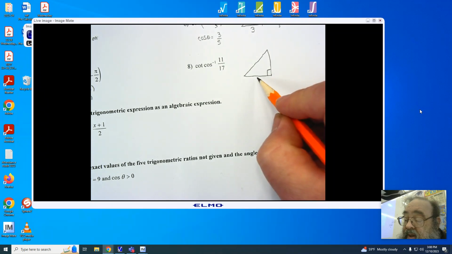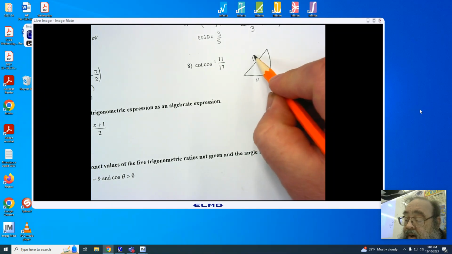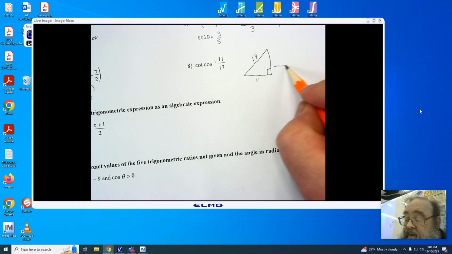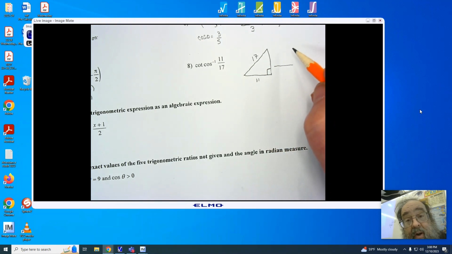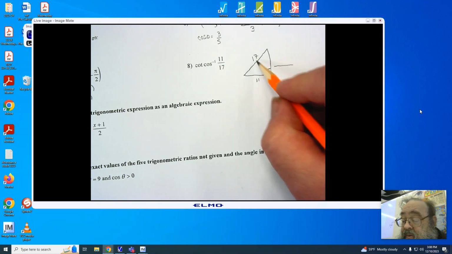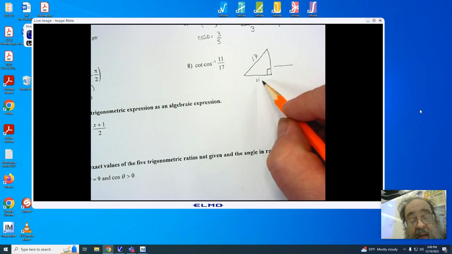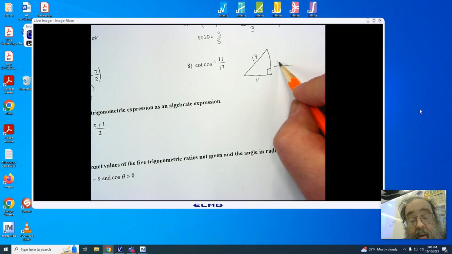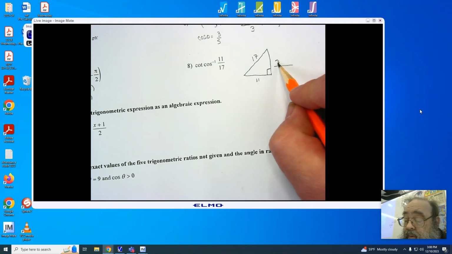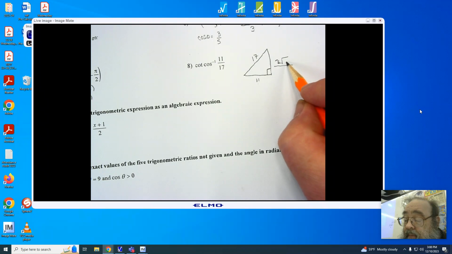Cosine is the adjacent over the hypotenuse. So I'm looking for this middle piece, and I'm going to be working with the Pythagorean theorem. When I do, I get 17 squared minus 11 squared, and I end up getting 168, I believe. And that was the square root of 4 is 2, root 42.